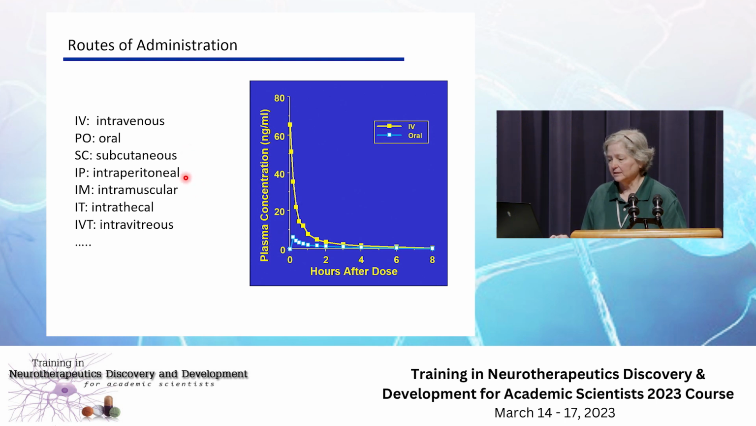But then there are many, many other different routes of administration. And I raise this because the different routes of administration can give you different pharmacokinetic profiles. So make sure you understand the pharmacokinetic profile that you have and how it might be affecting the pharmacology that you're seeing or the tox that you're seeing.